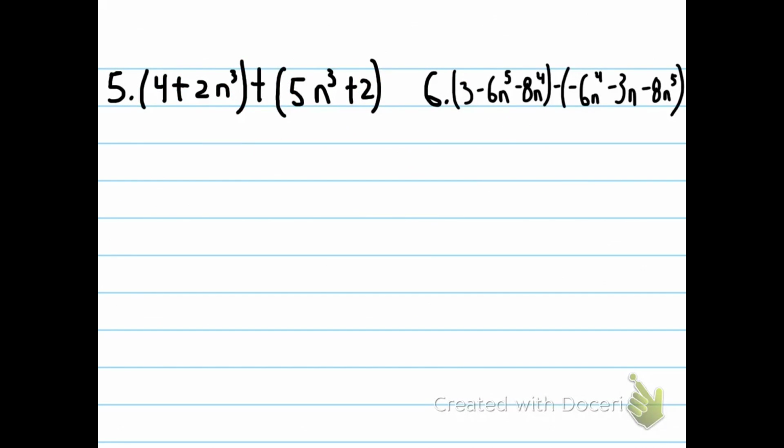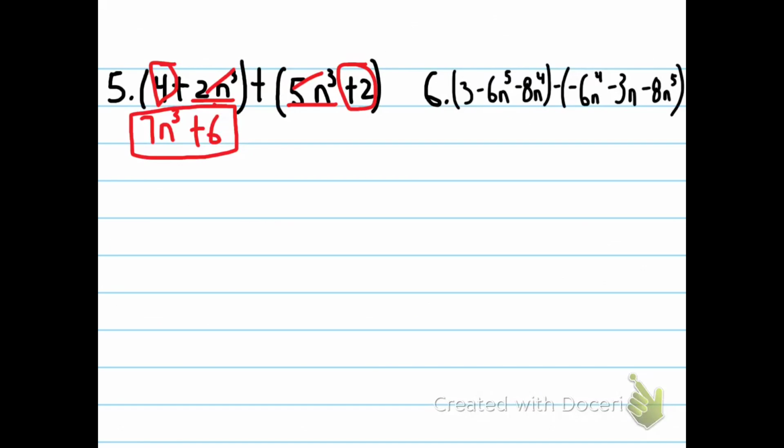Grab some paper, pause the video, and try solving these problems on your own. For number 5, we're just adding the polynomials so you don't have to change the signs. These two terms have the highest exponent, so 5 plus 2 is 7. And cross these out, and then 4 plus 2 is 6. So your answer is 7n cubed plus 6. Hopefully you got that.